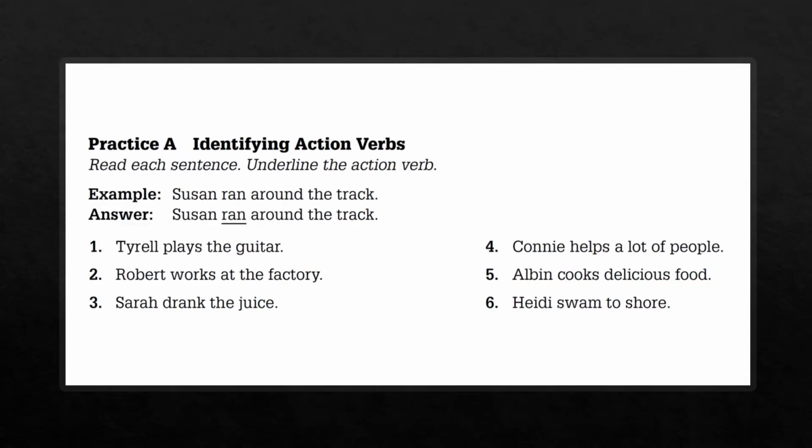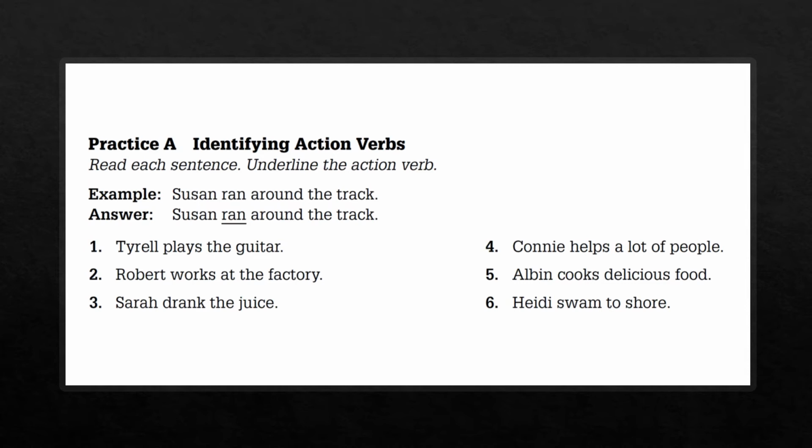Okie dokie. First practice, identifying action verbs. We just identify the action verb and underline it. For example, Susan runs around the track. The verb is run, the action of running. What action is Susan performing? The action is running. So this is the action verb.